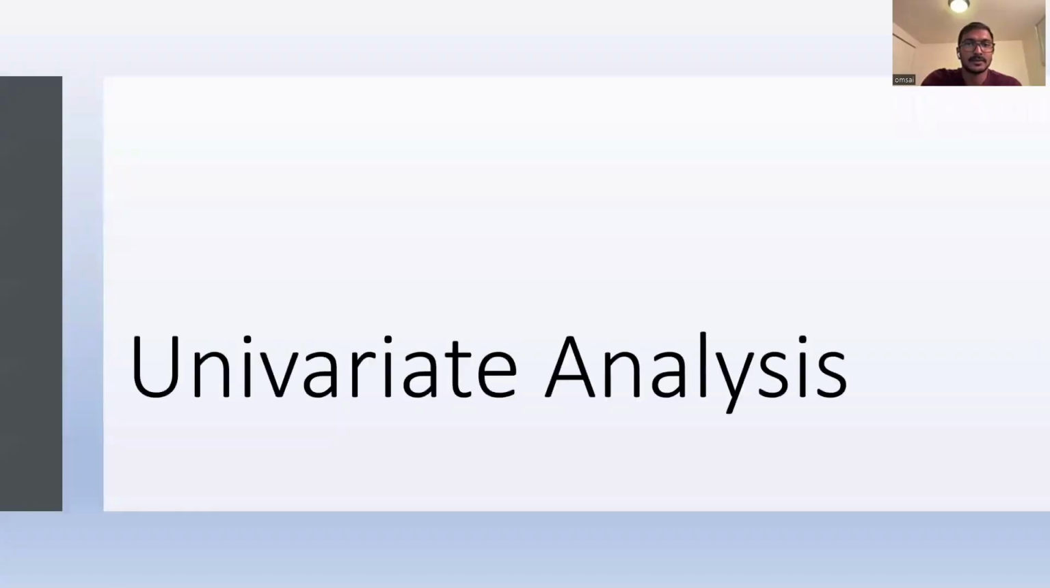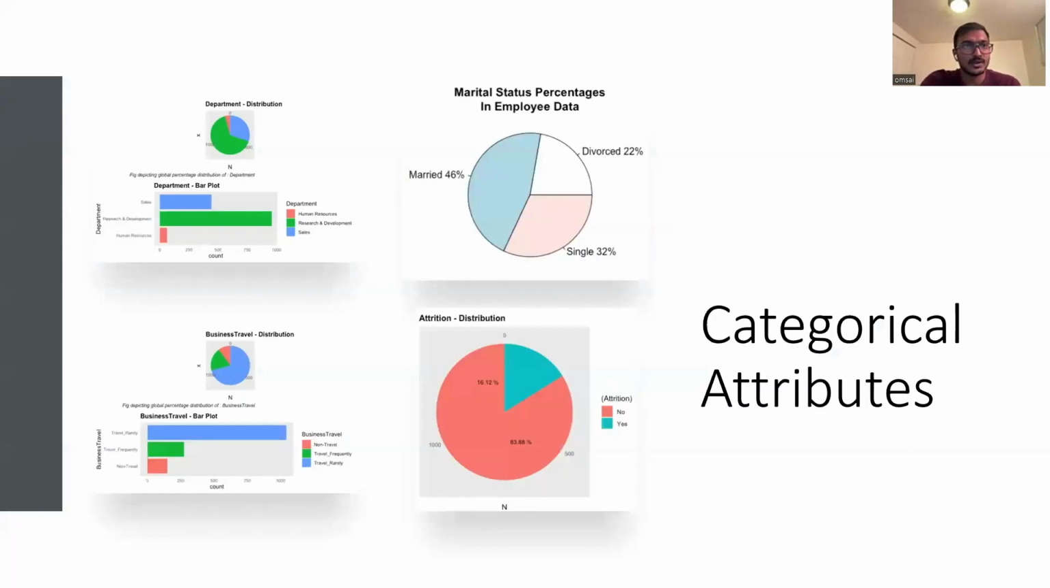Coming to the univariate analysis, these are the categorical variables on which we have performed univariate analysis. Coming to attrition, this is our target variable. By seeing this plot, we can say that this data set is completely imbalanced, since 83% of the data is classified as yes for attrition, and only 16% classified as no. So we have to balance the data set through different sampling techniques.